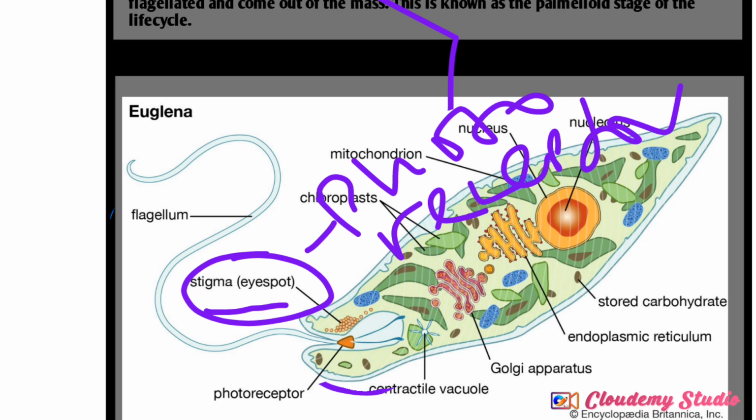It is used for sensing light so that they can know where to move to, so that they can produce food by themselves. They are holophytic. So this is the description of Euglena.